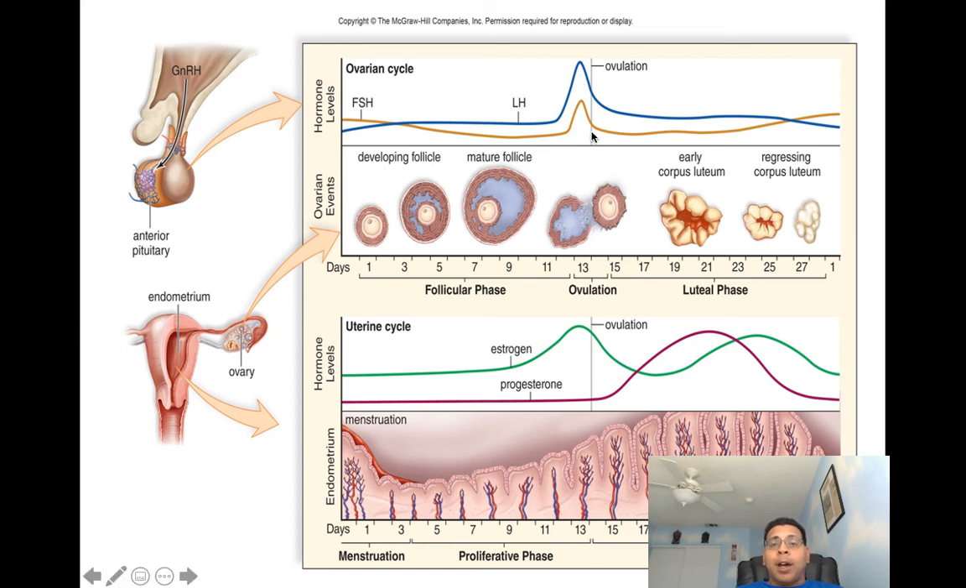So you can see after ovulation, each of these hormones come down except for progesterone. Progesterone levels will start to increase. So here we can appreciate the ovarian cycle and all the events taking place in relation to certain hormones. And the same thing happening down here in the uterus and the uterine cycle, and again in relation to hormones down here as well.